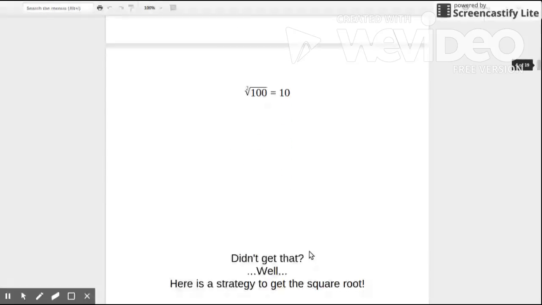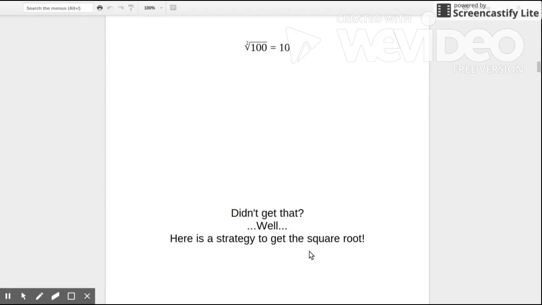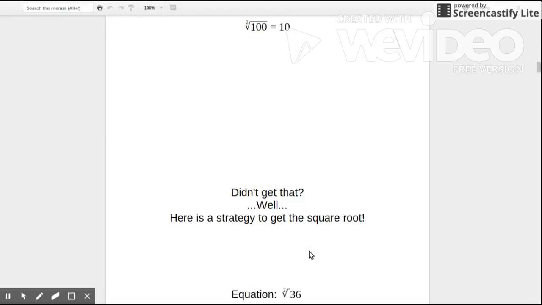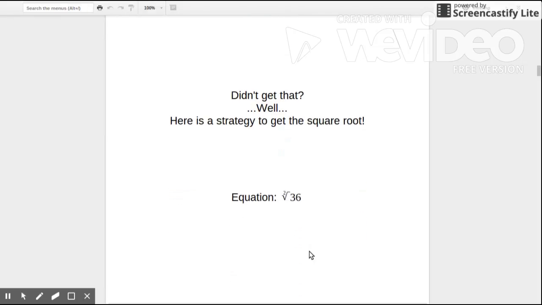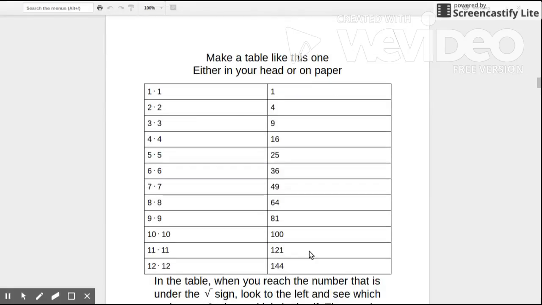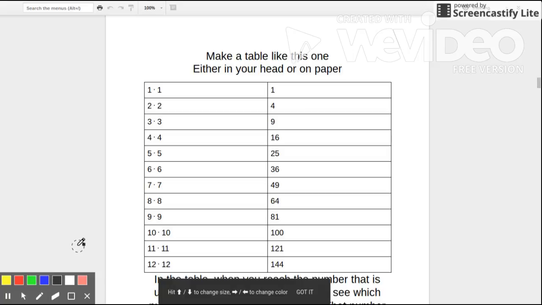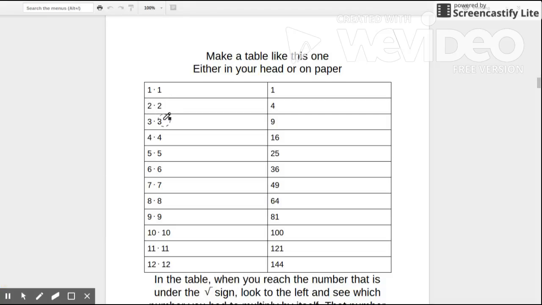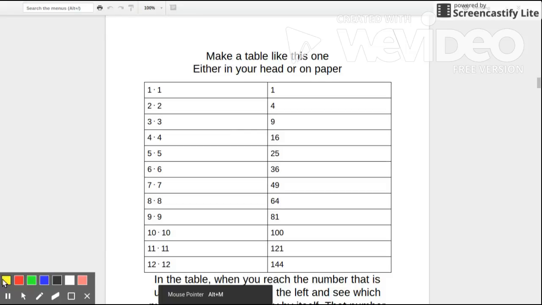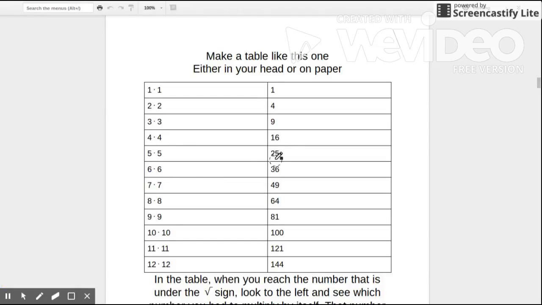Did you understand that? If you didn't, here is another example. What is the square root of 36? You can make a table, on paper or in your head, with the numbers 1 through 12 and what the answer is if you multiply it by itself. For example, 1 times 1 is 1, 2 times 2 is 4, 3 times 3 is 9, 4 times 4 is 16, 5 times 5 is 25 and 6 times 6 is 36. In this case I stopped here, because my answer showed up.